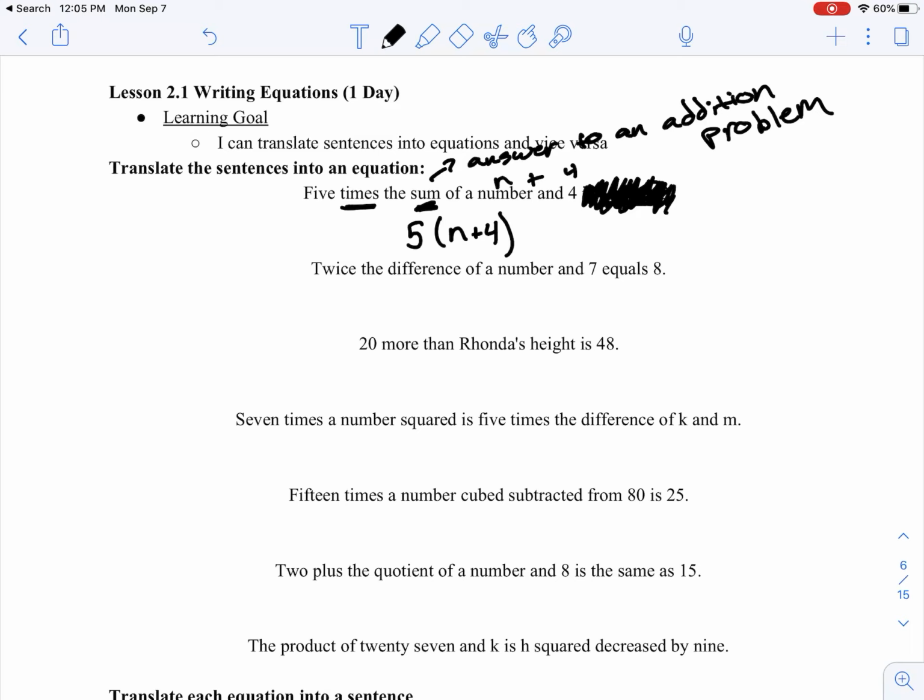Let's just make sure that this makes sense. It's 5 times, so it's 5 multiplied by, okay, that's this guy. And then we got to figure out what we're multiplying by. We're multiplying by the sum of a number and 4. That's all one big chunk, which is why I have it chunked in parentheses right there. Okay, hopefully that makes sense. Now at the end here, this is pretty simple. It just says is equal to 3, so we have to set it equal to 3. Let's go to the next one.